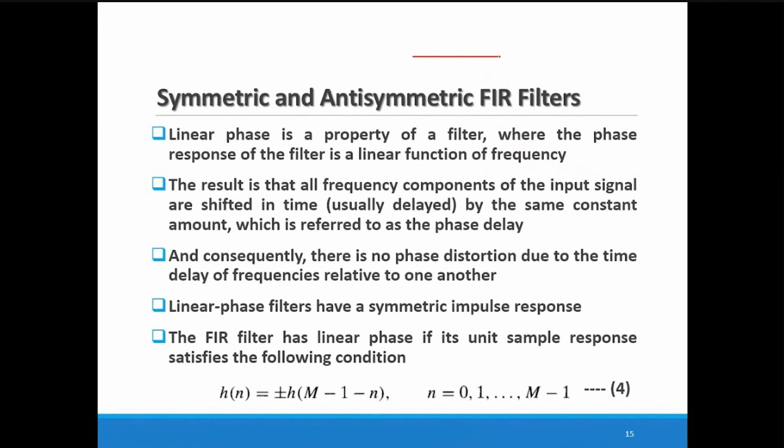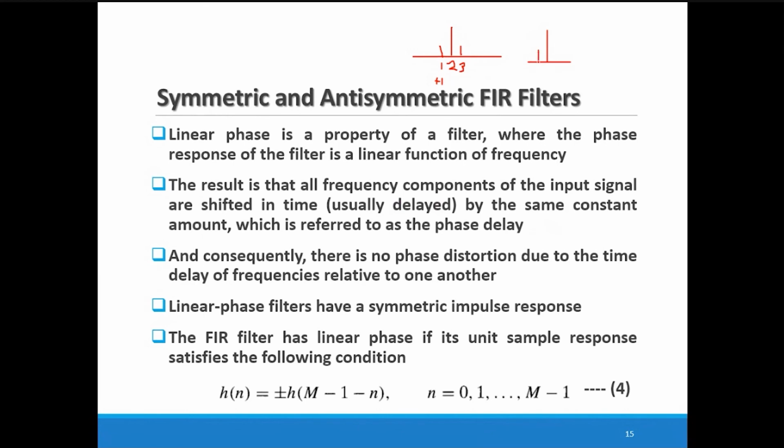If I'm taking these frequency components, for example, I'm roughly drawing over here: locations 1, 2, and 3. So these 3 frequency components are there. What happens? The input signal is shifted in time, usually delayed by the same constant amount. Here, for example, I add a delay of +1. Instead of these locations, now I'm getting the same 3 components at the new locations.